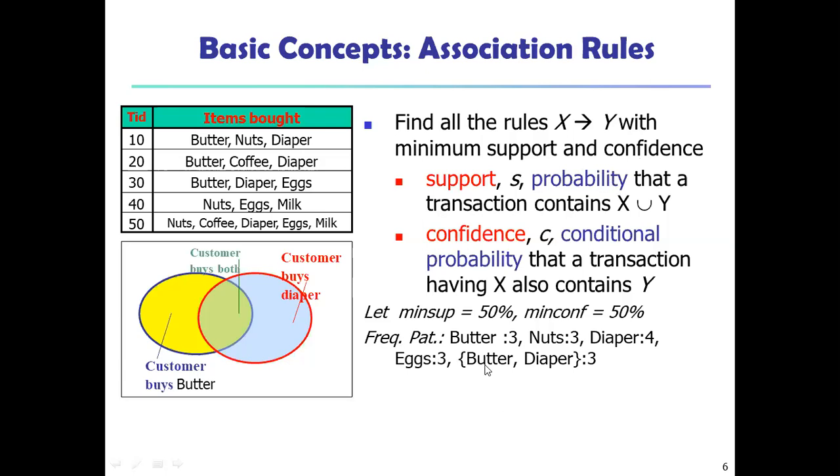Now, butter and diaper: the support count is 3. Butter and diaper together occur 3 times, out of these 5 transactions: butter diaper 1, butter diaper 2, butter diaper 3. So the frequency is 3. Support is the probability that a transaction contains items X union Y, and confidence is the conditional probability that the transactions having X also contain Y.